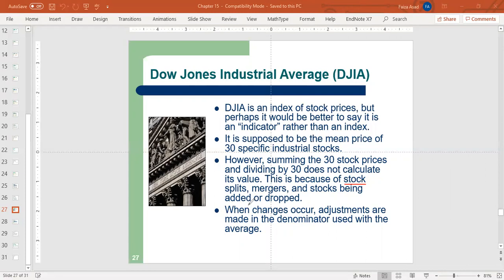When such changes occur, adjustments are made in the denominator used with the average. It simply averages out the stocks and divides by the number of observations, but when these events happen, adjustments are made in the denominator of the industrial average. So, moving on to the next slide.